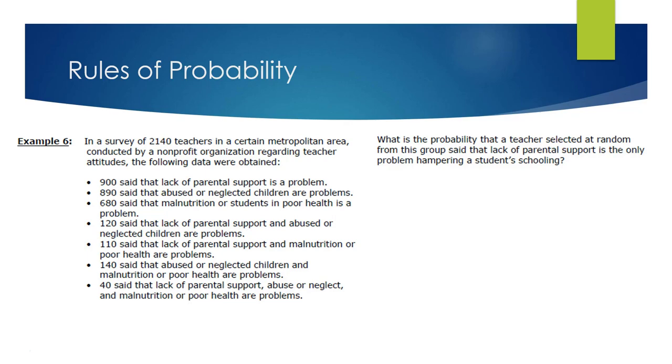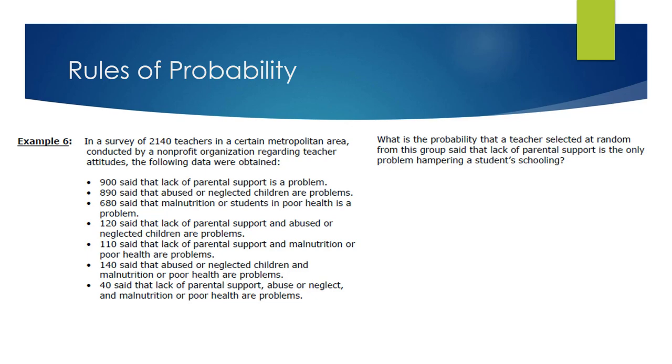120 said that lack of parental support and abused or neglected children are problems. 110 said that the lack of parental support and malnutrition or poor health are problems. And 140 said that abused or neglected children and malnutrition or poor health are problems. And 40 said the lack of parental support, abuse or neglected, and malnutrition or poor health are problems in their school. So all three categories.